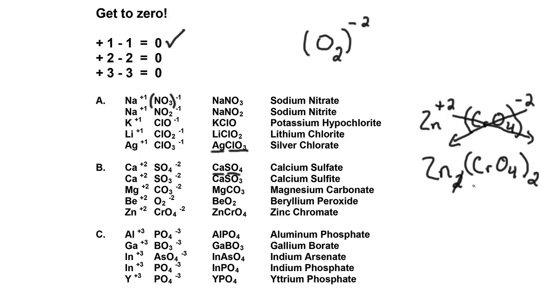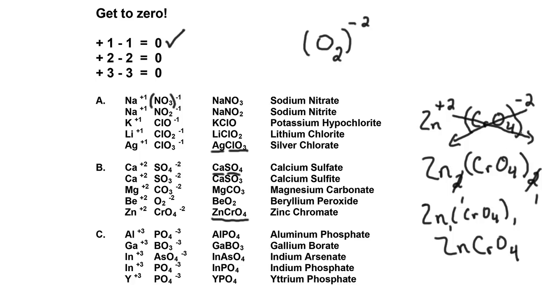But what happens is we have to reduce. So these become 1s. And then we would get Zn, and then it'd be CrO4 with a 1 here. But because there's 1 on both of them, those 1s are understood. And if it's just a 1, we do not have the parentheses. That's what I wanted to show you. So we'll get Zn CrO4, just like that. Zn CrO4. Notice how I did that.